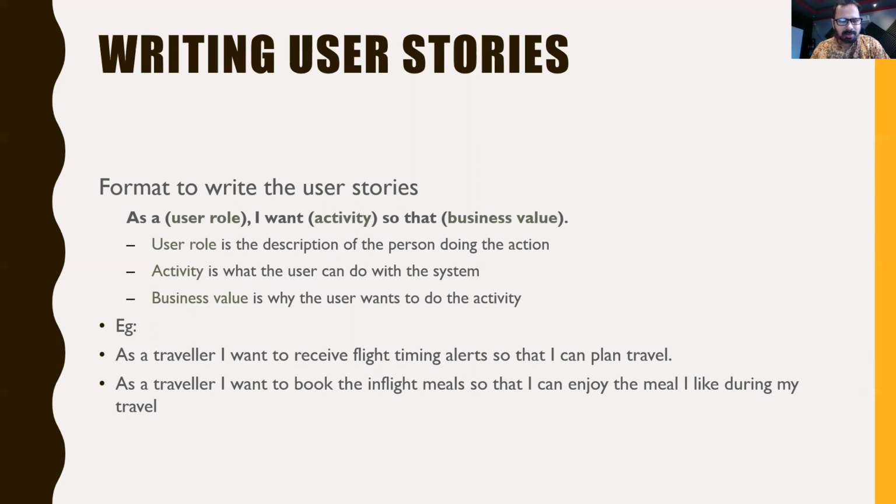Now let us look at two examples here. As a traveler, I want to receive flight timing alerts so that I can plan my travel. Here the traveler is someone who has booked a ticket with the flight, made a flight reservation, and would like to receive alerts about changes in the flight timing, the departure time or whatever, so that he can rightly book his taxi or travel to the airport. Now, as a traveler, I want to book the in-flight meal so that I can enjoy the meal I like during my travel. So that is another user story.